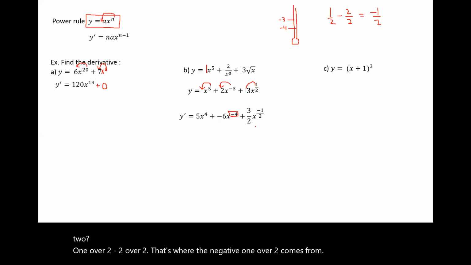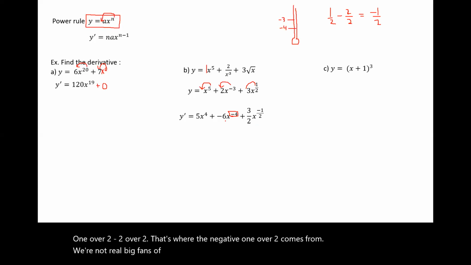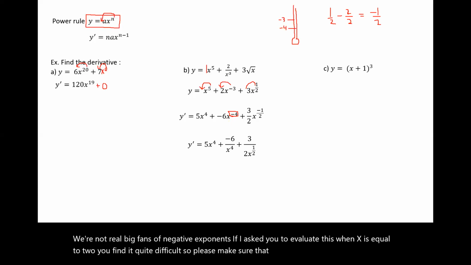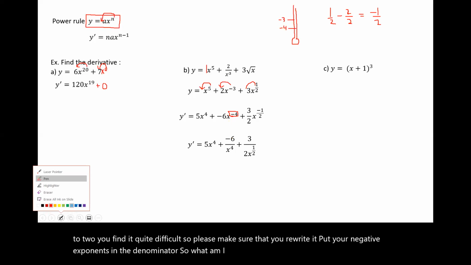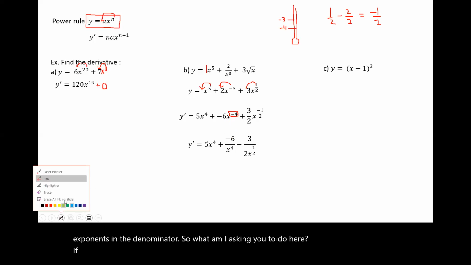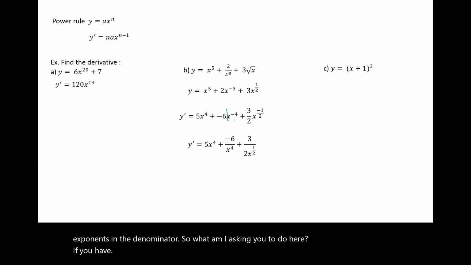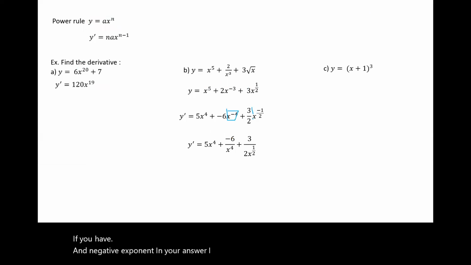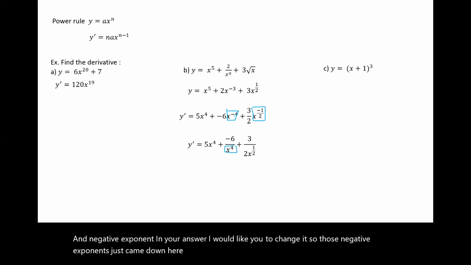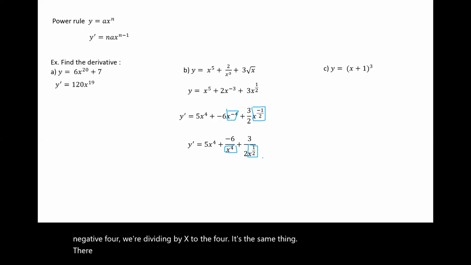Now, we're not real big fans of negative exponents. If I asked you to evaluate this when x was equal to 2, you'd find it quite difficult. So please make sure that you rewrite it, put your negative exponents in the denominator. So what am I asking you to do here? If you have a negative exponent in your answer, I would like you to change it. So those negative exponents just came down here instead. So instead of multiplying by x to the -4, we're dividing by x to the 4. It's the same thing.